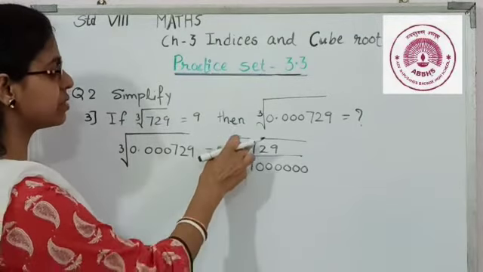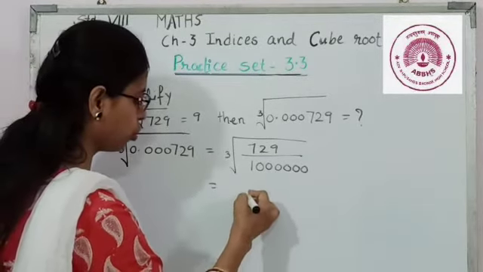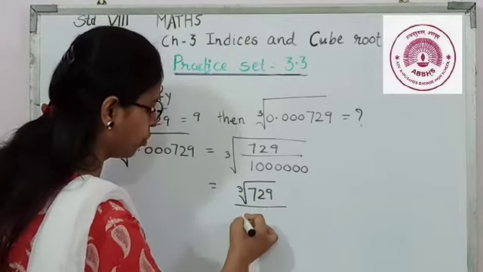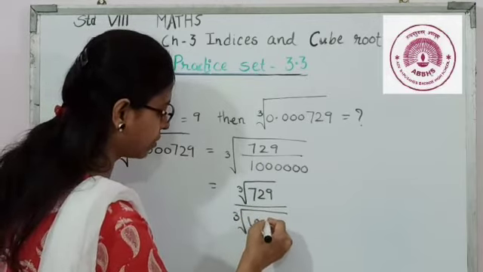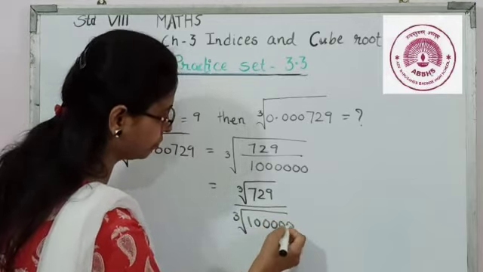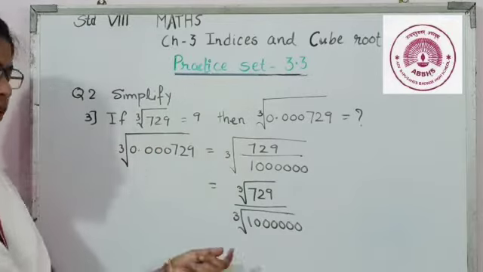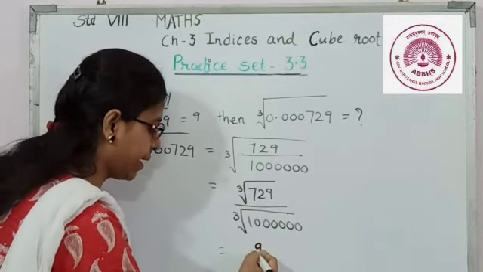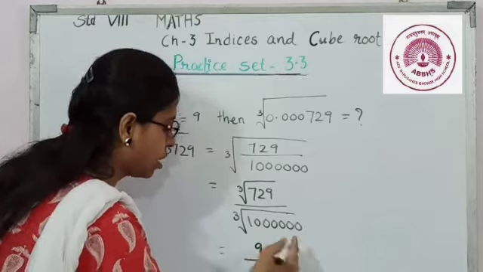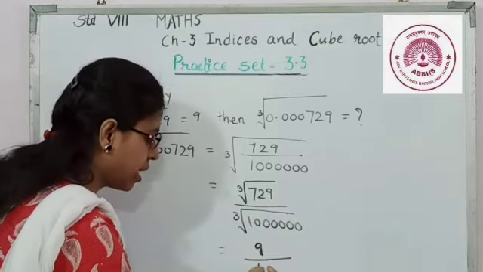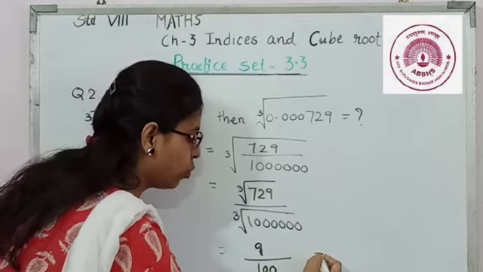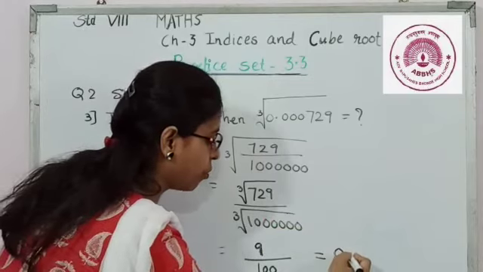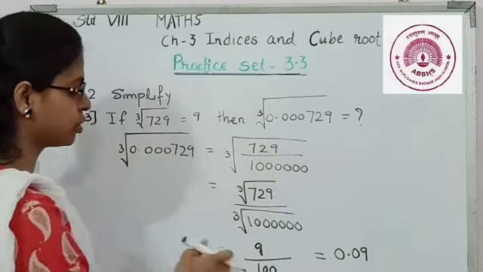Now we have removed the decimal point, and we can split this cube root sign. So cube root of 729 upon cube root of 10 lakh. The number here is 10 lakh. Now cube root of 729 is already given, it is 9, and cube root of 10 lakh is 100. Which is equal to, you can change this into a decimal number, 0.09. So this is your answer.